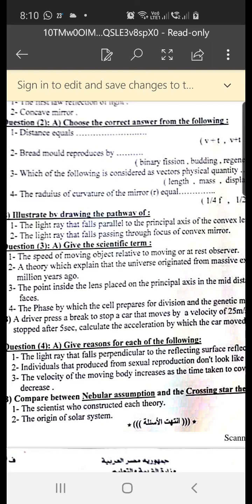Number 2, the light ray which falls passing through the focus of a convex mirror. Here, the light ray passing through the focus will reflect parallel to the principal axis. We draw it parallel when it reflects.